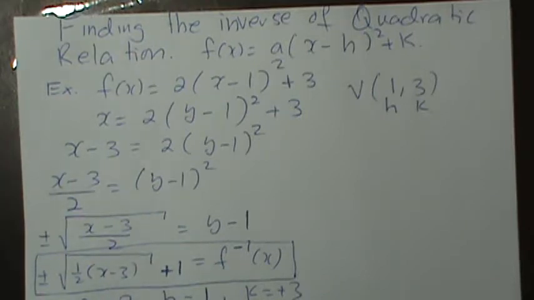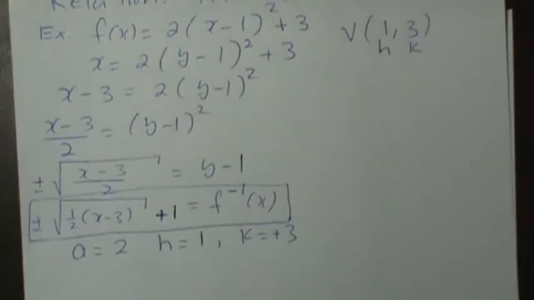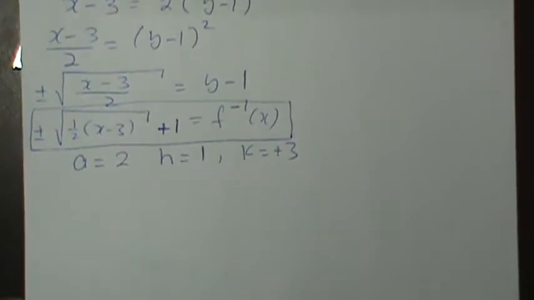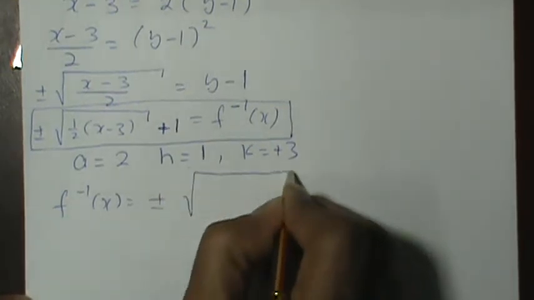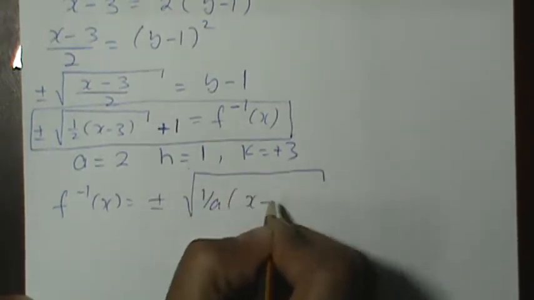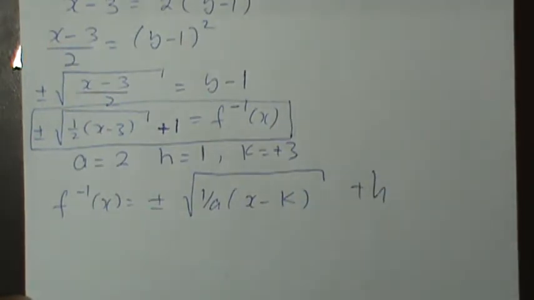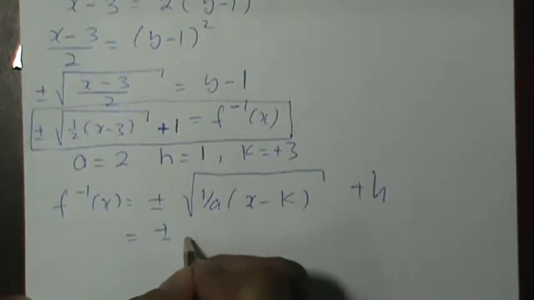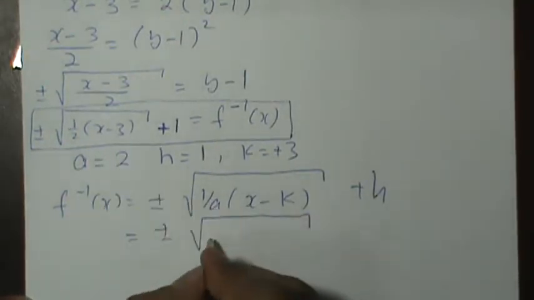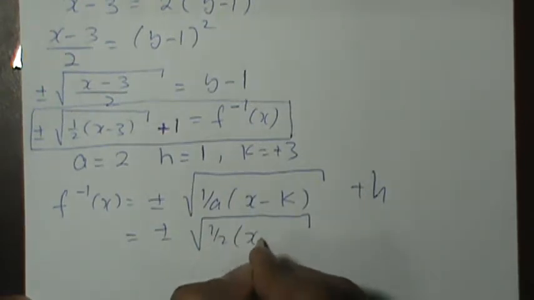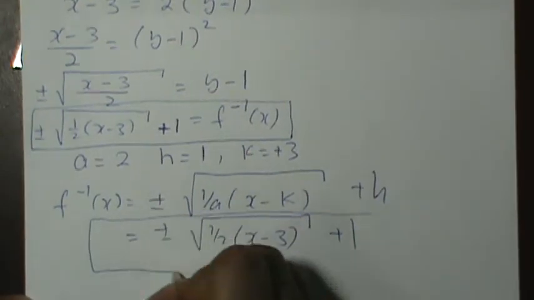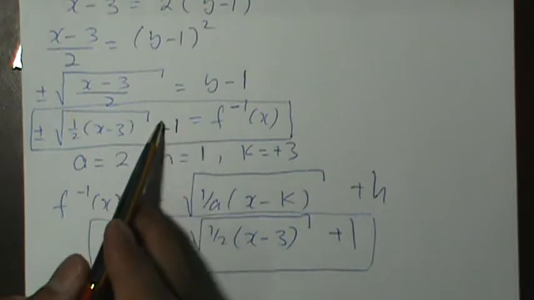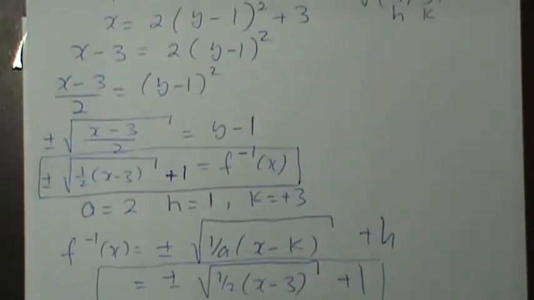As long as we know a, h, and k, here's a simple formula within one step to find the inverse. We have f inverse of x equals plus or minus, and the formula is square root of 1 over a, x minus k, plus h. So now we go ahead and substitute for a, k, and h. This would equal plus or minus square root of 1 over a, which is 1 over 2, bracket open, x minus k, x minus 3, plus h, plus 1. And here we go, that's the inverse within one step. And we already have it right here from going through all the steps that we did earlier.